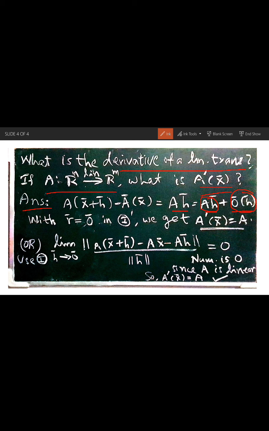With the derivative, here the function is A, so the derivative is denoted by A dash of x. So what is A dash of x? Precisely your A of h. Derivative is A. So we can use 1 dash to conclude that A dash of x must be precisely this A. A dash of x is equal to A. This is by using 1 dash.